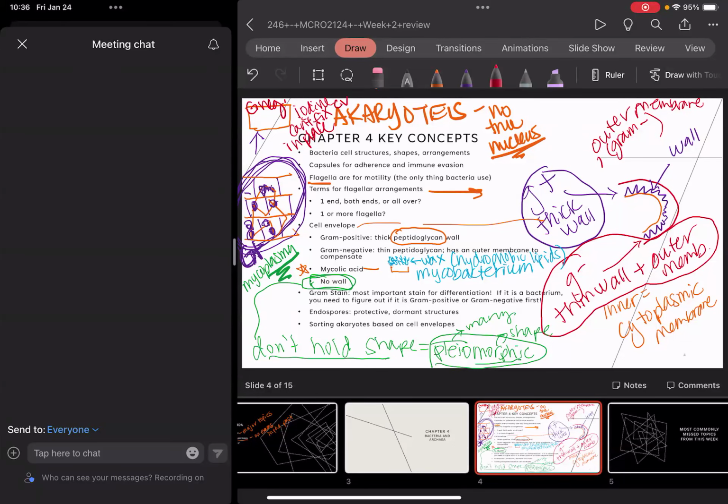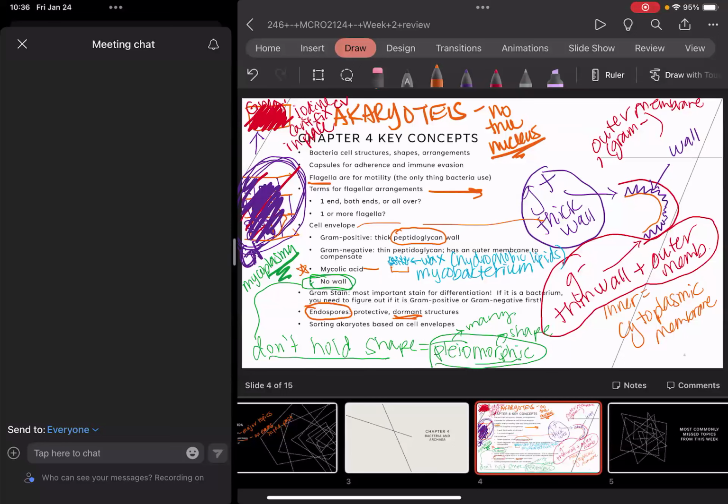Next, we talked about endospores. Endospores are our protective, completely dormant structures that certain bacterial genera will form to be protected from the harsh conditions of their environment. These structures are not metabolically active. They are not reproducing. They're not doing anything.